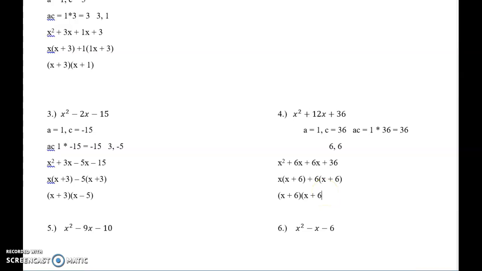And several of you were already doing this before we left. This works out to be x plus 6, close parentheses, squared, right? Because x plus 6 times x plus 6 is the same thing as x plus 6 squared.